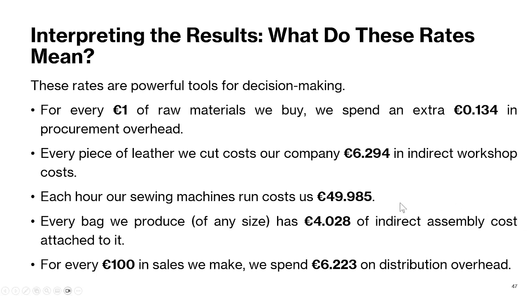So what do these numbers actually mean? They are incredibly powerful tools for decision making. We know that every hour our sewing machine runs costs us nearly 50 euro in indirect expense. We know that every single bag we make, big or small, carries an indirect assembly cost of 4.03 euro, and for every 100 in sales we generate, we spend 6.22 on distribution cost. This kind of data allows a business to truly understand its own cost structure.